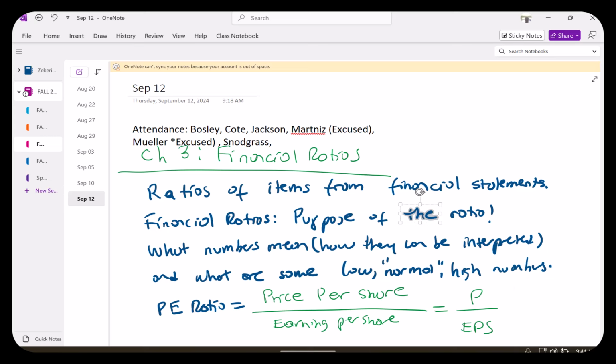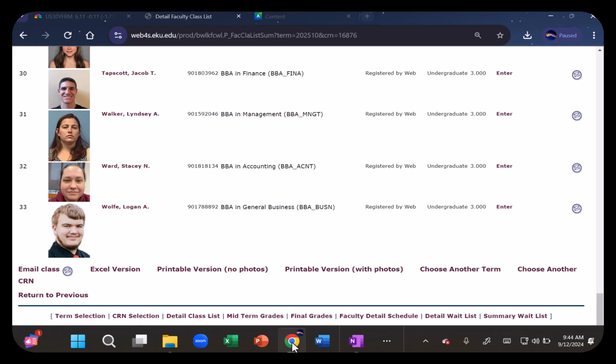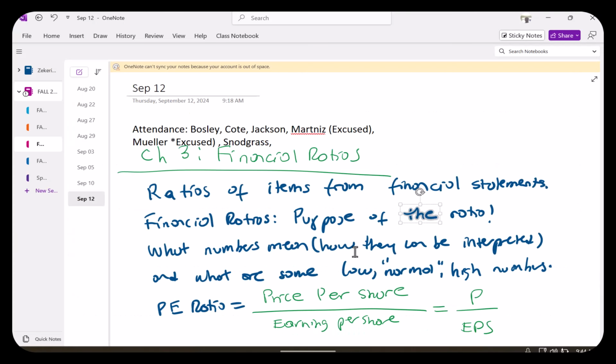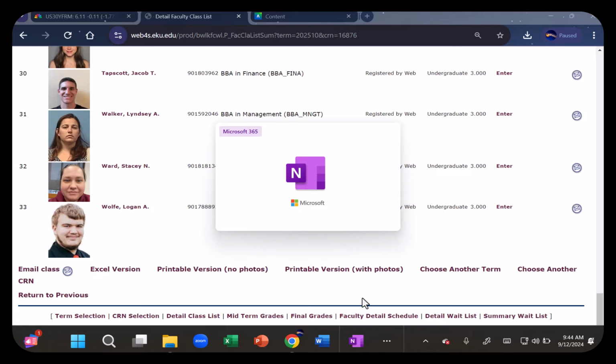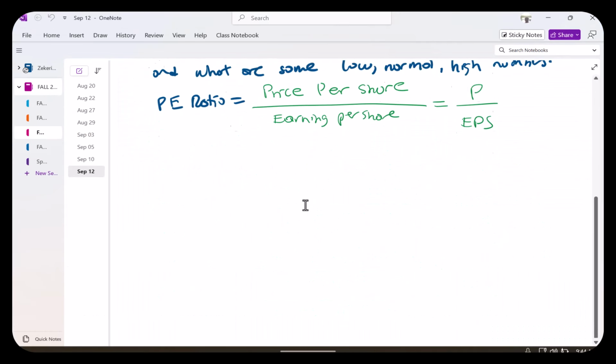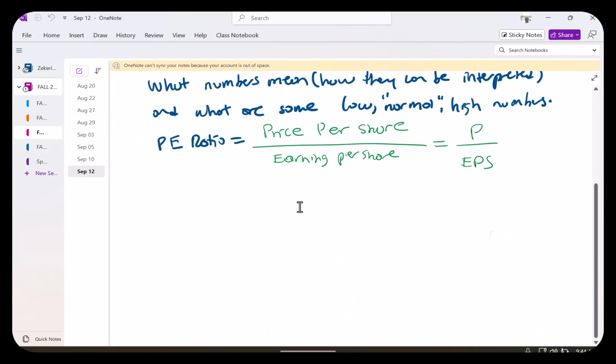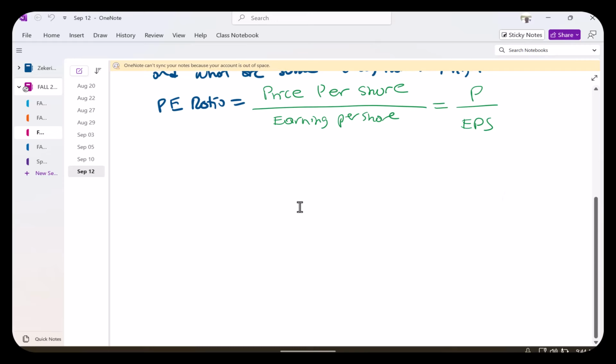I don't know what happened to this one. We'll go back somewhere and come back. Let me reopen it. Somehow it froze. Okay. That shouldn't happen, but the old fixing system of turn it off and turn it on again works.